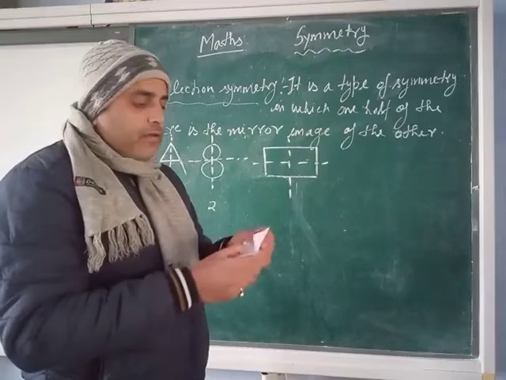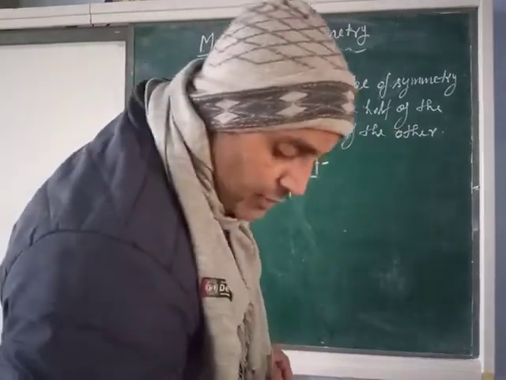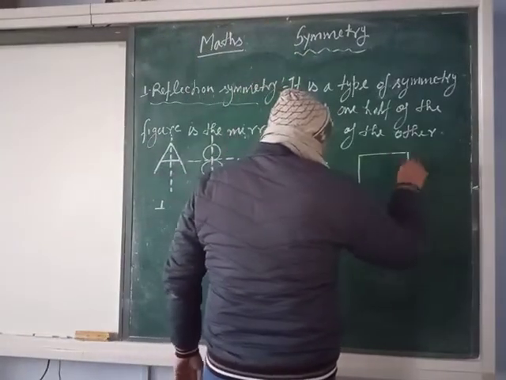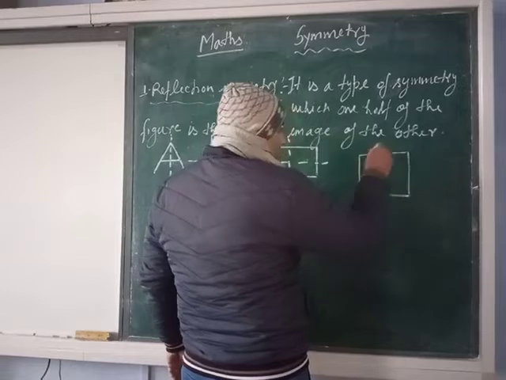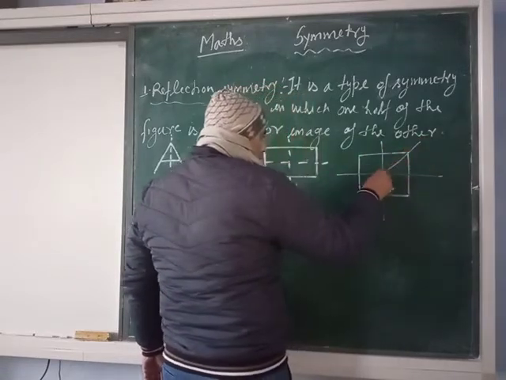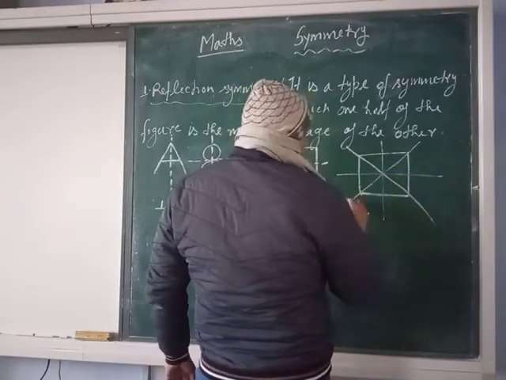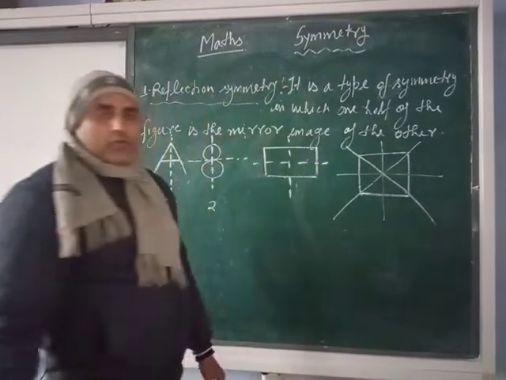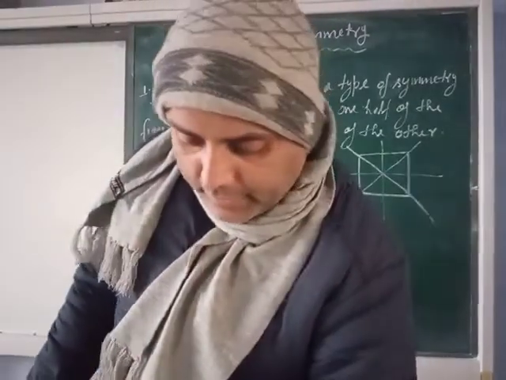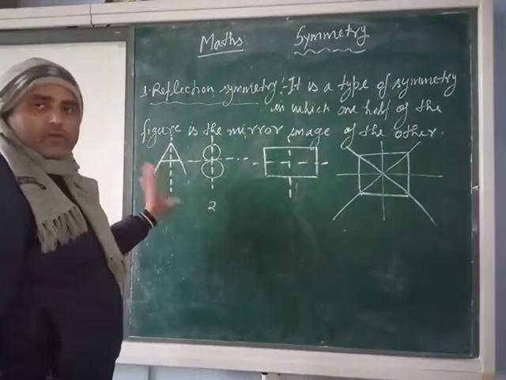Okay, and if we make a square, then square has 4 lines of symmetry. How many? Square has 4 lines. First like this, and second one, and third one like this, and this fourth one is like this. So 1, 2, 3, 4. Square has 4 lines of symmetry. And so you have to write and also draw this figure.